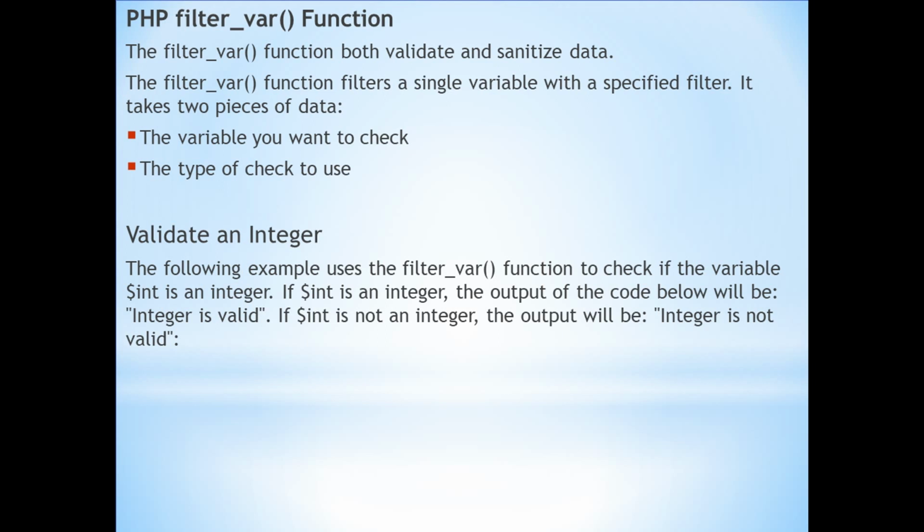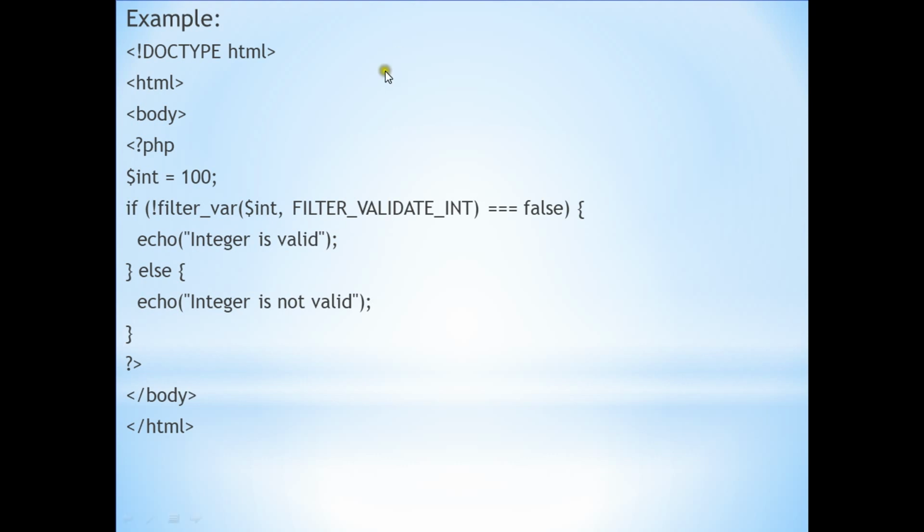If it is an integer, the output of the code below will be "Integer is valid." If it is not an integer, the output will be "Integer is not valid." We have written code: HTML, body, PHP, variable declaration 100. If not equal to filter_var, I am validating this with FILTER_VALIDATE_INT equal to false, echo "Integer is valid", else "Integer is not valid." Since we have written a number, it is an integer.